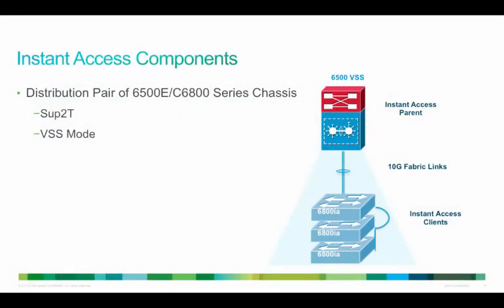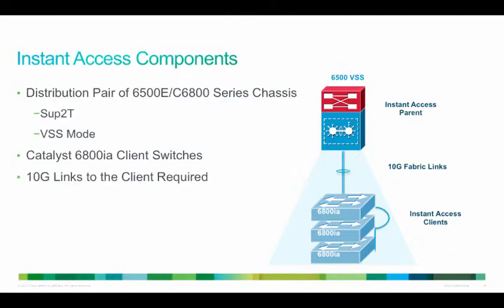The three main components of the Instant Access solution are shown here. The first is the Instant Access Parent, which is the distribution layer of 6500s using the Sup 2T running in VSS mode. The second component are the Instant Access Clients. In this scenario, we show the 6800 Instant Access switches. The third component are the 10 gig fabric links that connect the parents to the clients.